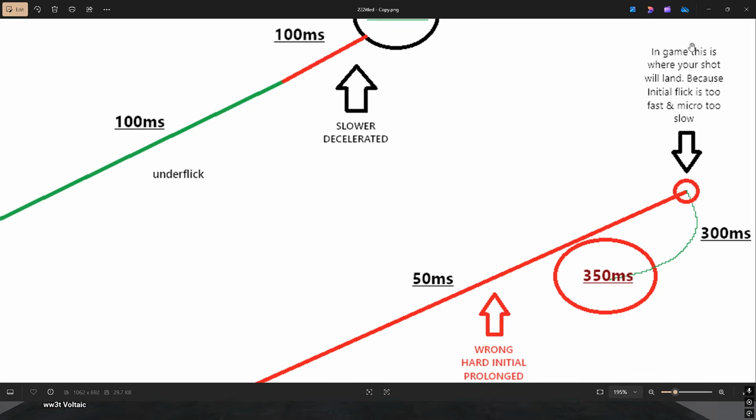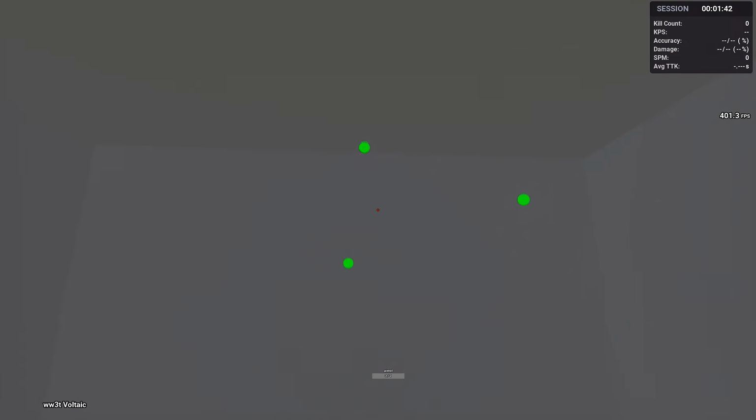Prolonged micro happens because the initial speed is so fast that it causes an abrupt halt, which we'll talk about very soon. You can see here in the game, this is where your shot will land because the initial is too fast and the micro is too slow. So in game, it's usually not this. In game, it's usually boom, and you're just shooting where you land, especially if you play some tac FPS, some Siege, some Valorant, stuff like this. That's why it's really, really important to have those initials on point, and we'll talk about how to do that when we address Pokeball. So how do we work on getting a better initial?